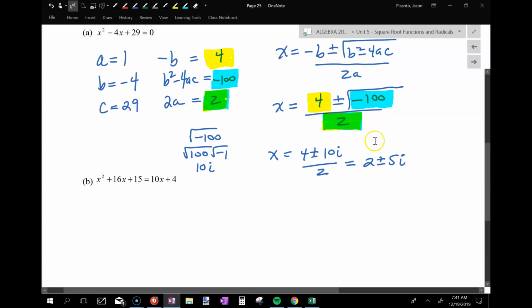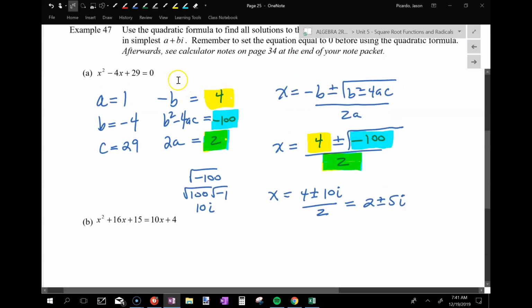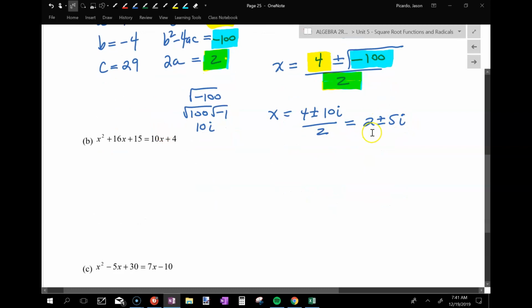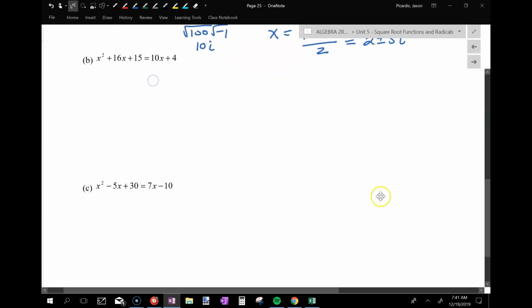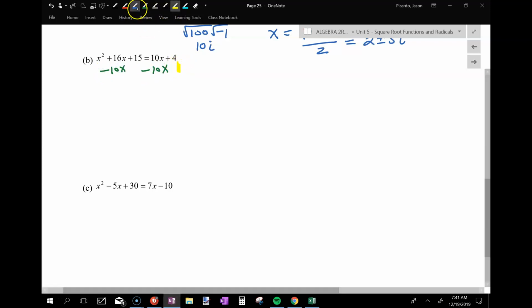Hey, quick question. Ready? Will this quadratic, if I were to graph it, cross the x-axis? No. Why not? Because there are no real roots. There are imaginary roots, right? Which means it will not cross the x-axis. What do I have to do first in B before I solve this problem? Set equal to 0. So I got to move over the 10x, move over the 4.